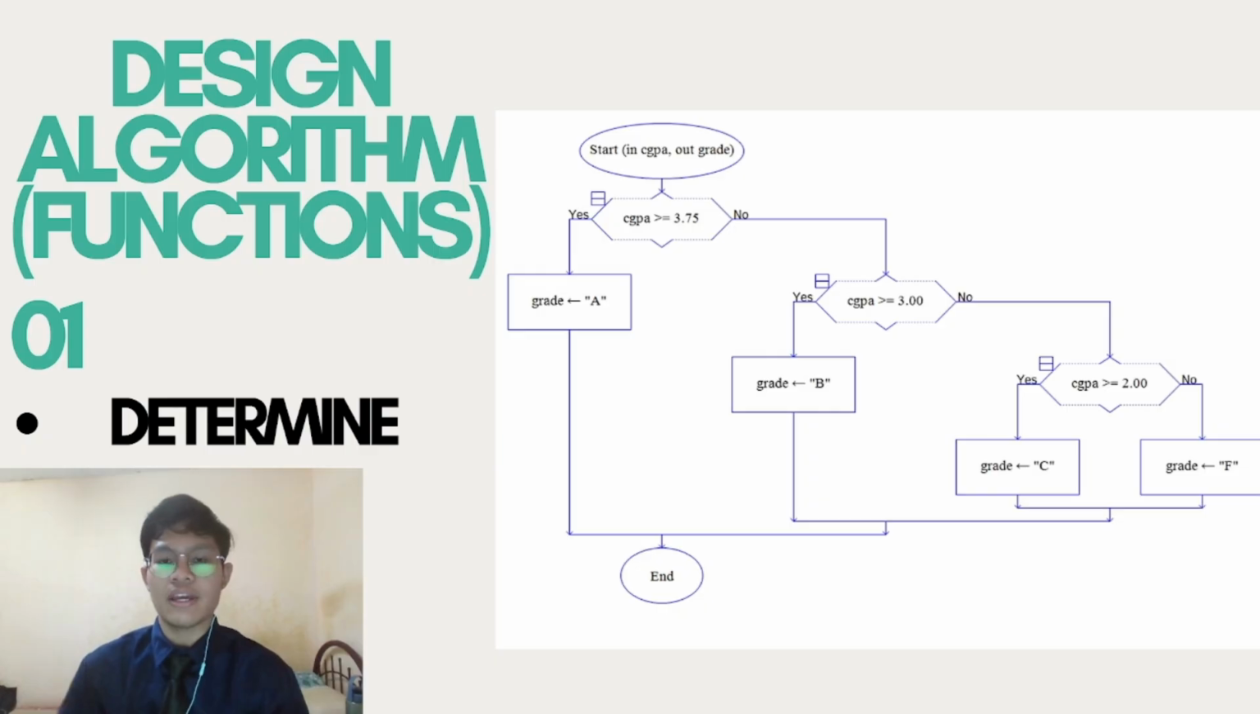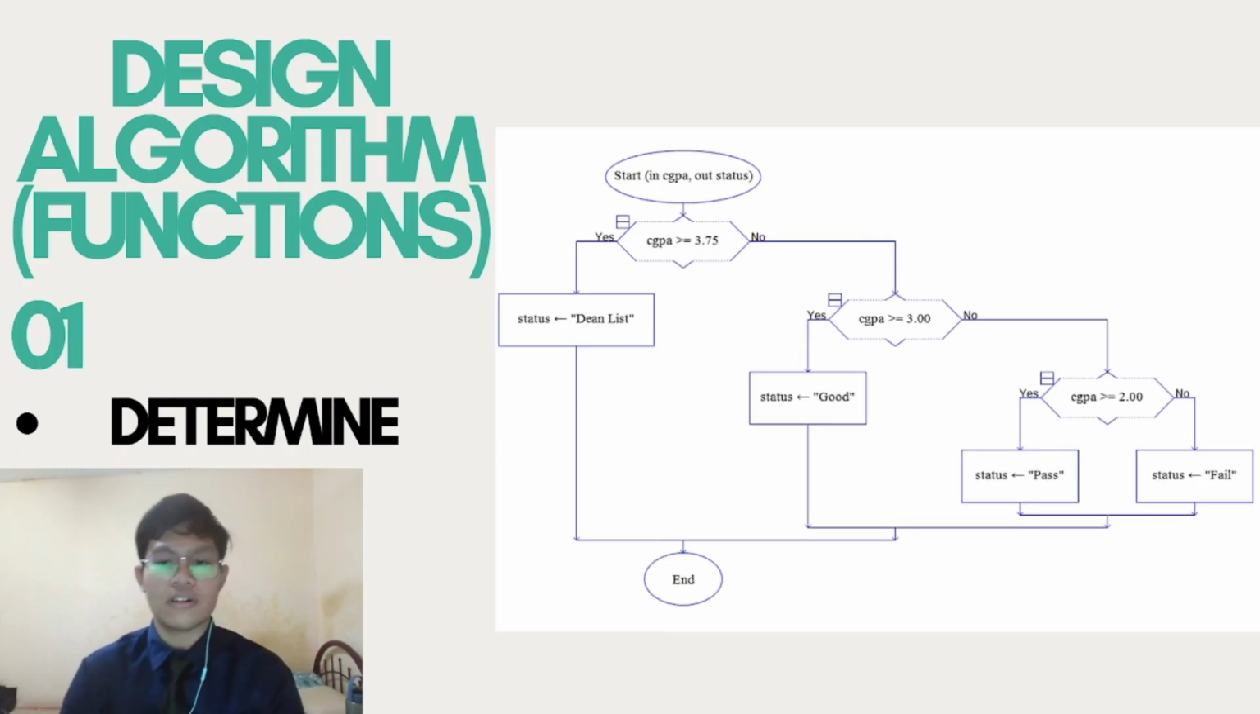Okay, and here we have the module for determining grade. If the student CGPA is over 3.75, their grade will be A. If the CGPA is more or equal to 3.00, their grade will be B. If the CGPA is more or equal to 2.00, their grade will be C. If they got lower than that, their grade will be F, which means fail.